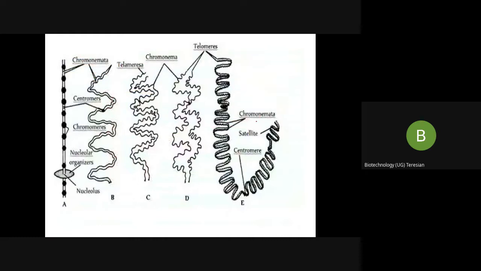So these are the final pictures that you can see here. Look at this. This is the chromonemata. This is the centromere. Okay, both pictures here. And chromomeres, nuclear organizer, and the nucleus. So this is the telomere, which consists of the telomerase, and these are the chromonemata. Here you can see again the coiled structure, chromonemata, satellite chromosome, and the centromere.